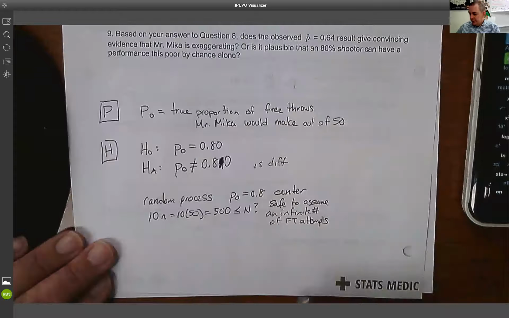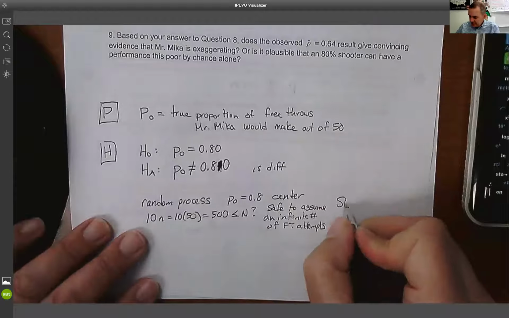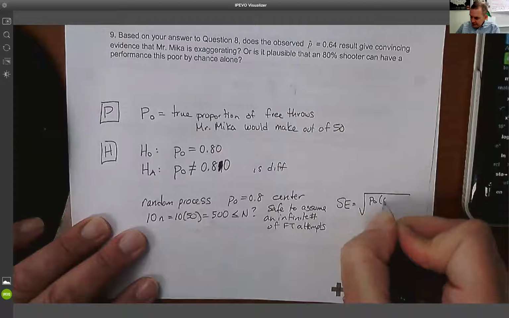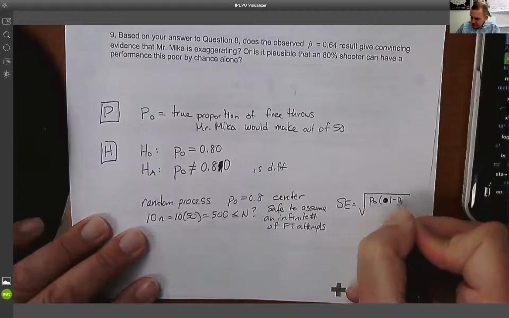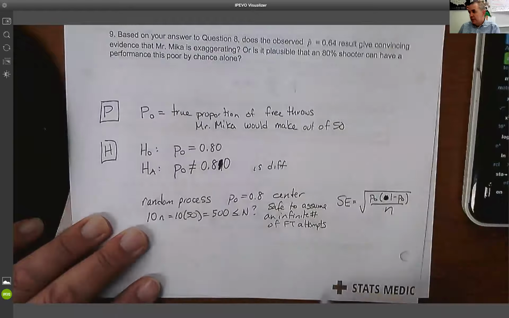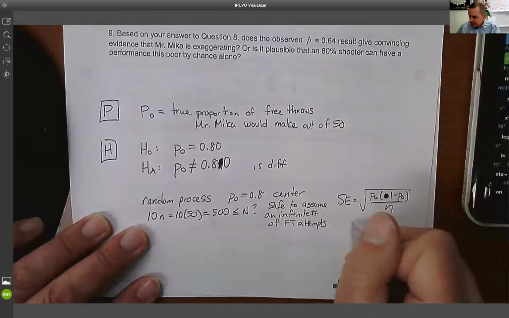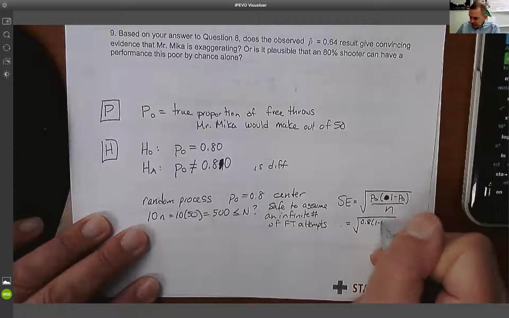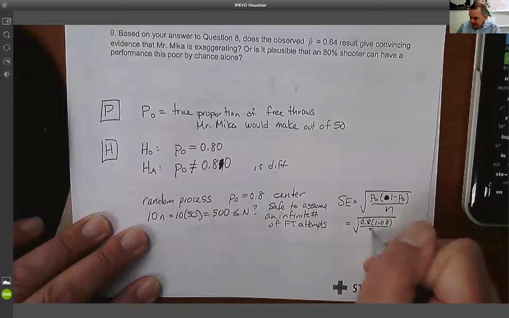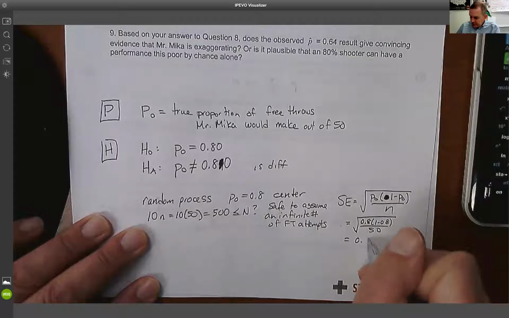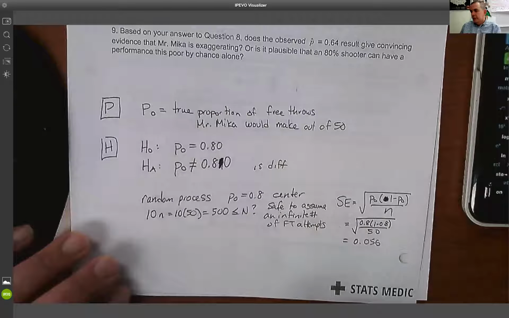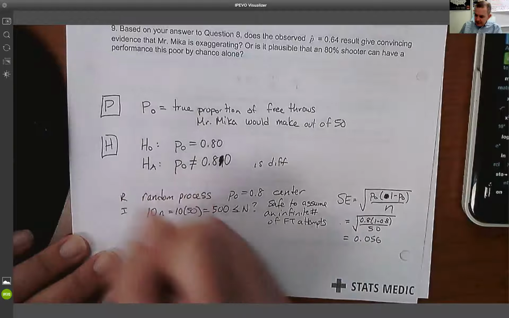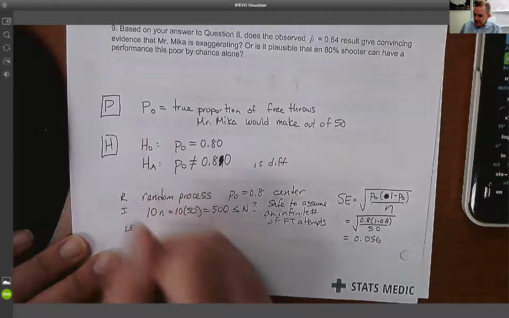So what that's going to allow me to do is figure out that standard error that we talked about before. But I'm going to use the claim on that. So I'm going to do P naught times 1 minus P naught over N and plug in the numbers. The standard error is going to be the square root of 0.8 times 1 minus 0.8 over 50. And as we figured out, it's about 0.056. So there's my random check, there's my independent check, and then my large enough check.